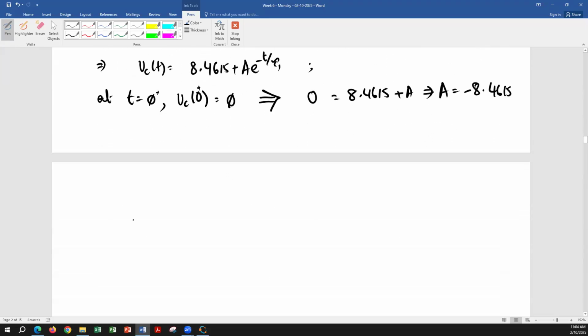So between that time, 0 to 5 millisecond, the capacitor voltage equation is 8.4615 times 1 minus e to the power negative t over tau 1. Since 8.4615 is common, I just took that out.